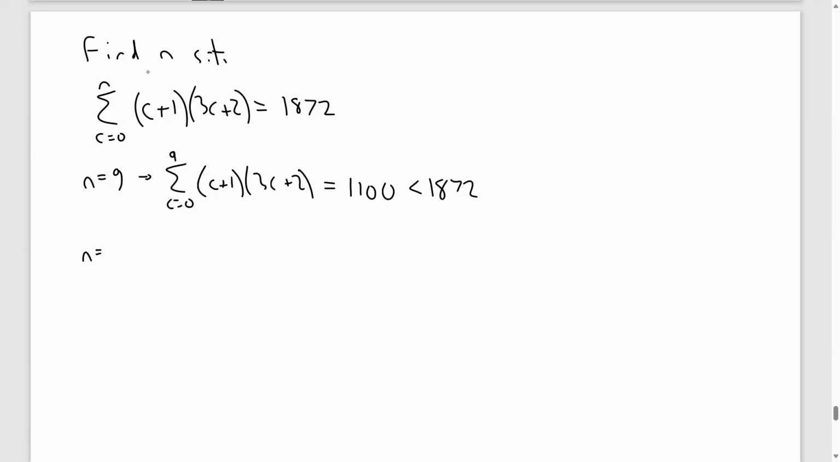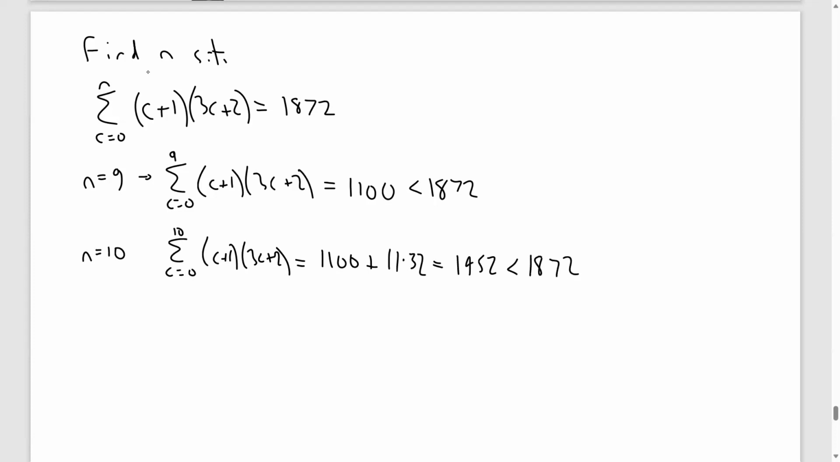If n is equal to 10, then the sum from C equals 0 to 10 is equal to 1100 plus the expression where C is equal to 10, 11 times 32, and this is equal to 1452. Again, this is less than 1872, which is what we want.